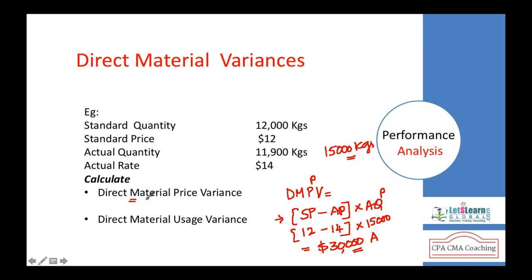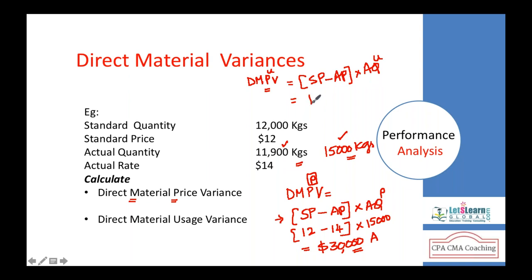So when we are calculating direct material price variance, make sure whether the question is for the entire quantity purchased or for the quantity used. If you are asked to calculate direct material price variance for the quantity used, though we purchased 15,000 units, we used in the production only 11,900 units. So if the question says the price variance for the quantity used, the price variance is SP minus AP, multiplied by, from the 15,000 kgs you purchased, the production department so far used only 11,900. So you should use actual quantity used.